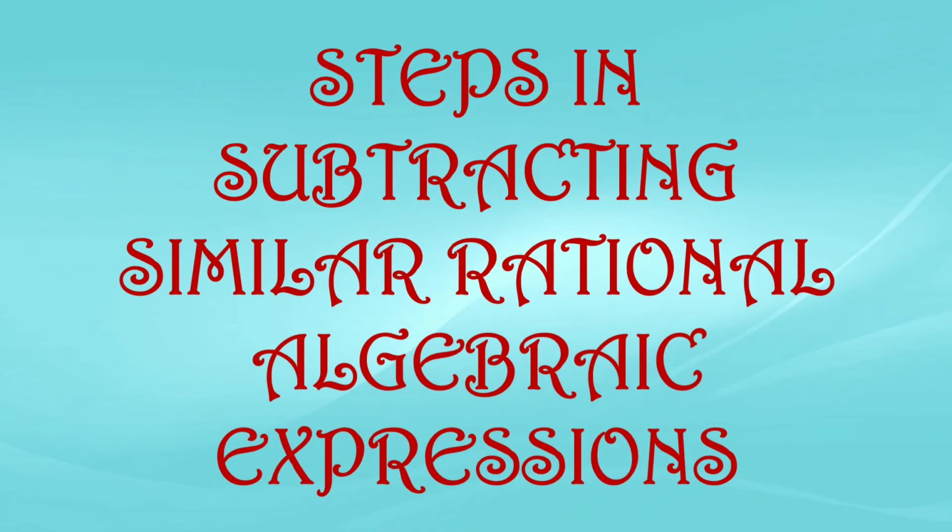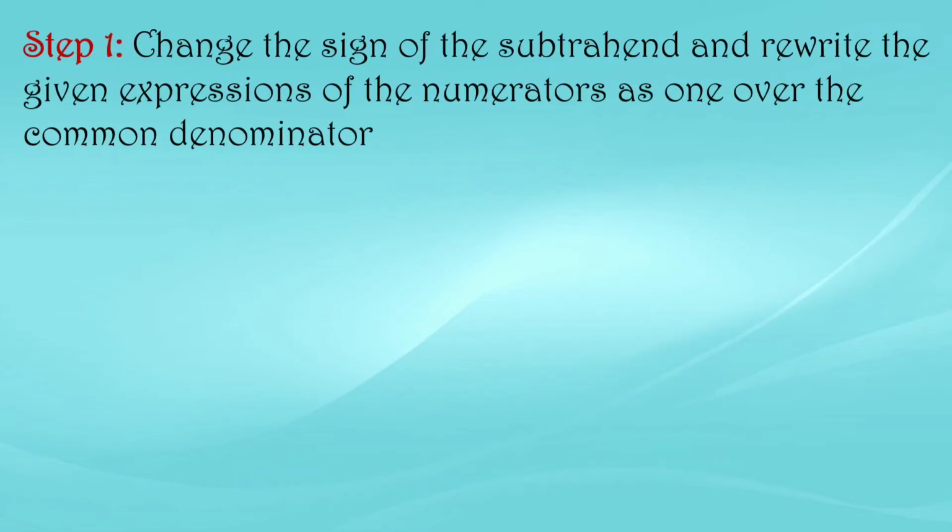Steps in subtracting similar rational algebraic expressions. Step 1, change the sign of the subtrahend and rewrite the given expression of the numerators as 1 over the common denominator. Di ba pag nag-add ng RAE, pinagsasama natin lahat ng numerators as 1. And then, over common denominator. Sa subtraction of RAE, kailangan muna nating palitan yung sign ni subtrahend. Kailangan natin gawin yon kasi nasa rules yun ng integers.